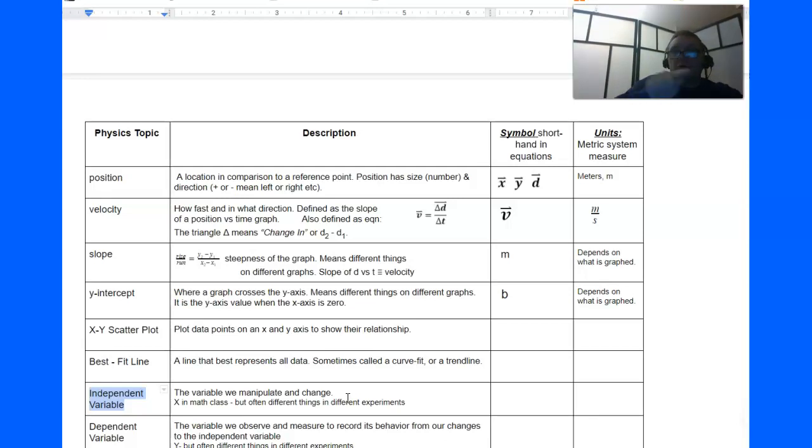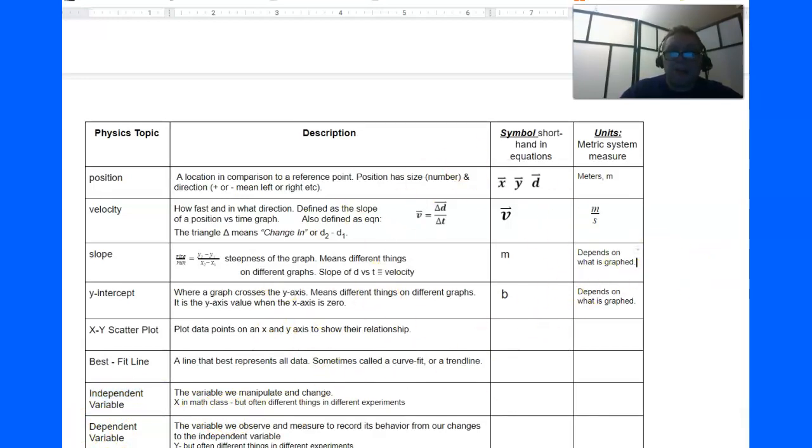And when we control or manipulate the time at which we take a picture, then we can find what distance the object traveled, and that would make the distance or the position the dependent variable. That's the one that we observe how it changes depending on what we do with our independent variable. So that's the first bit of things right there.